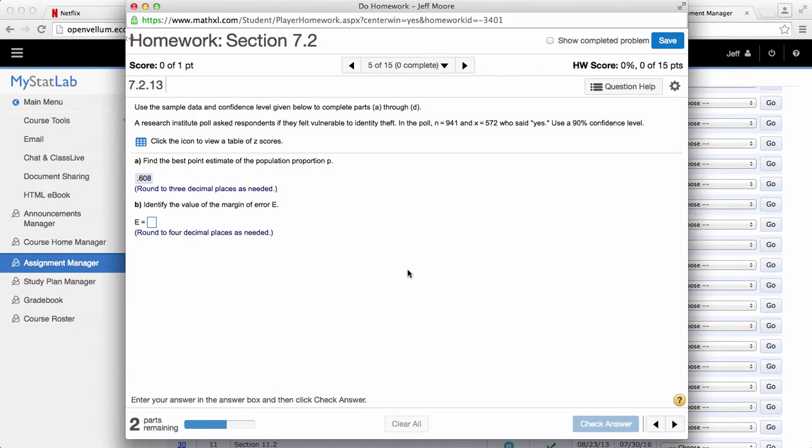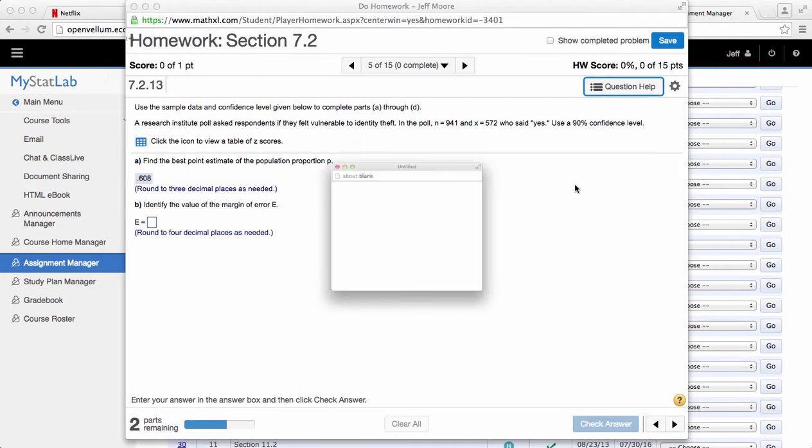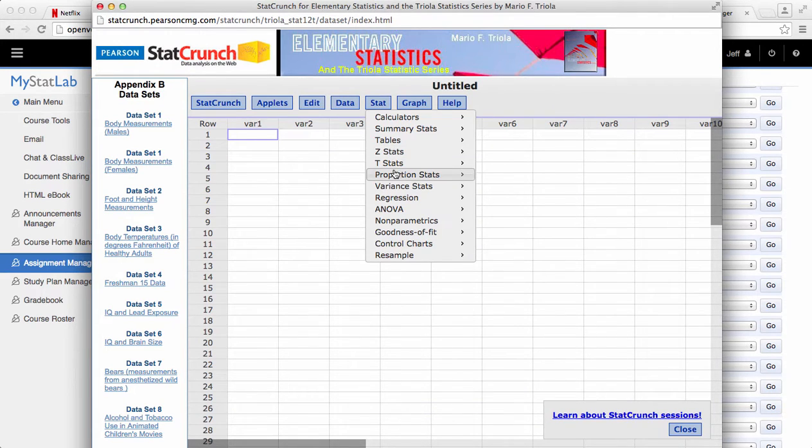Identify the value of the margin of error E. The margin of error would be equal to half the width of the confidence interval. So let's find the width of the confidence interval using StatCrunch. We'll click Question Help and go to StatCrunch. We'll click Stat, Proportion Stats, One Sample, With Summary.